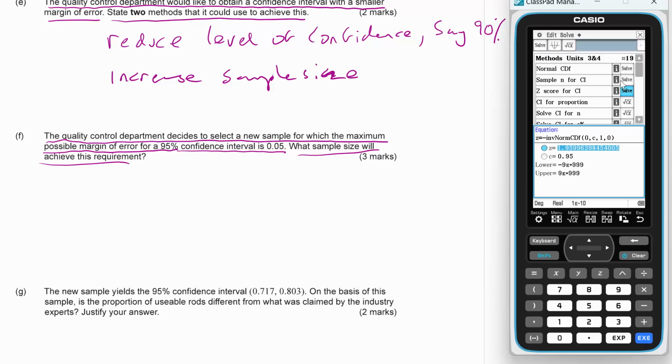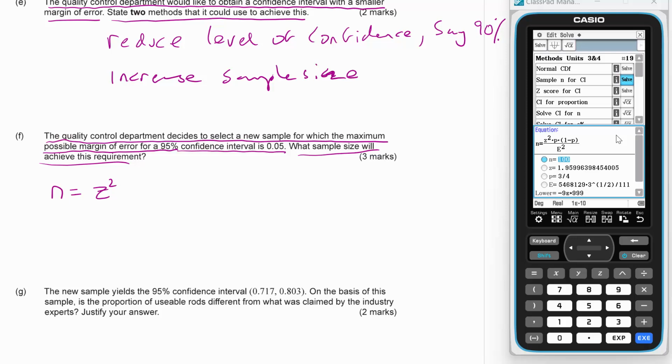And then we've got a sample N for CI. So I'm going to write that formula down. N is equal to Z squared, P, 1 minus P, over E squared. So we know here that E is going to be 0.05. That's the margin of error. And we know that P is 0.75.